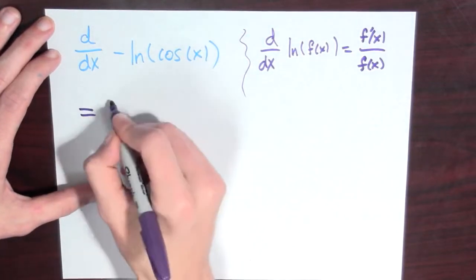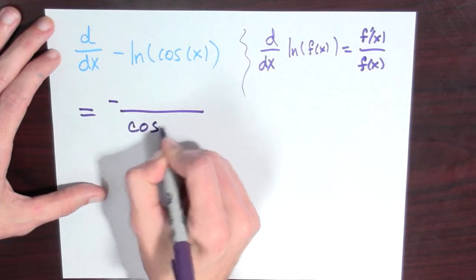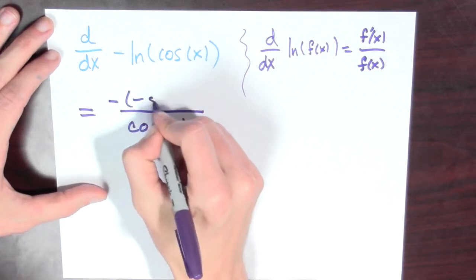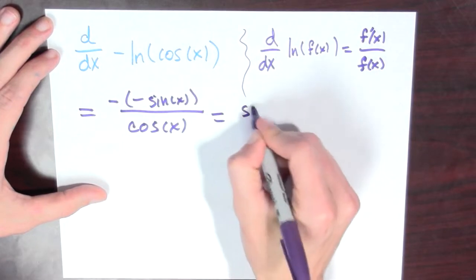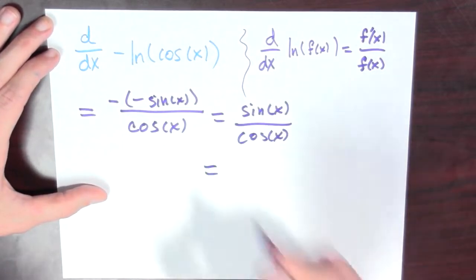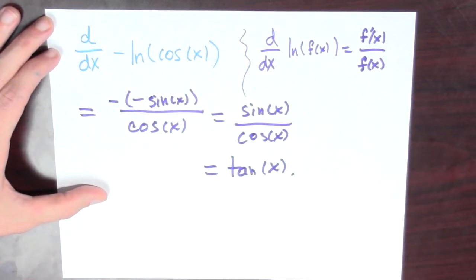So this is equal to minus, well, the f of x in the denominator is going to be cosine of x. And what's the derivative of cosine? It's negative sine. So minus negative sine of x. This is equal to sine of x over cosine of x, which is equal to tangent of x.